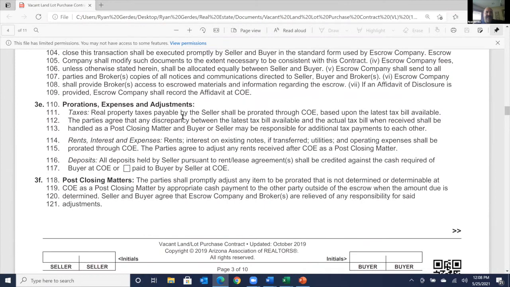Prorations, expenses, and adjustments. Buyer owns the day. The moment that the buyer closes on the property, they are responsible for all taxes, rents, or deposits from that day forward, and the seller is responsible up until that day. So if there are any taxes, rents, or deposits, those must be accounted for by the escrow title company and passed over to the new owner.